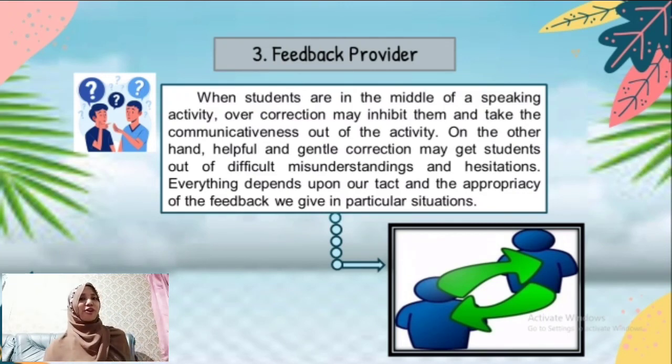When students have completed an activity, it's vital that we allow them to assess what they have done and that we tell them what, in our opinion, went well. We will respond to the content of the activity as well as the language used.